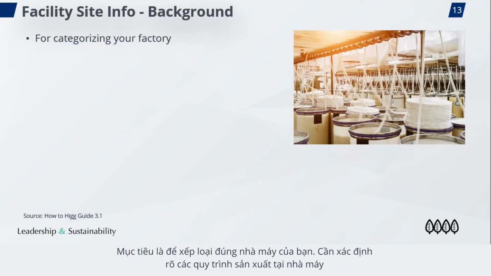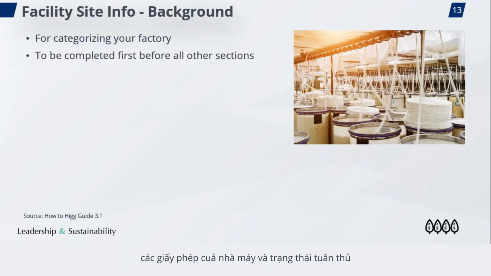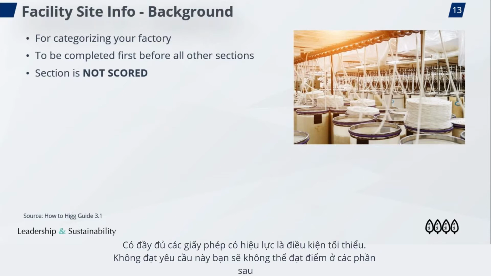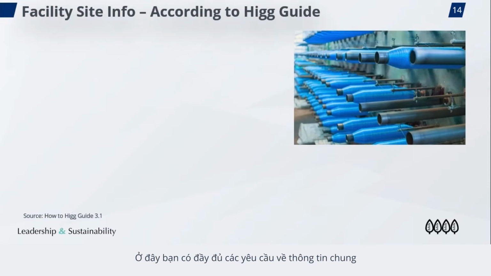One of the intentions of this section is to categorize your factory. The section requires information regarding your processes to determine facilities, permits, and compliance status. This section is not scored, but a valid operating license is required to earn any points in FEM. If there is no valid operating license, you will not be allowed to score any section. We can move next.